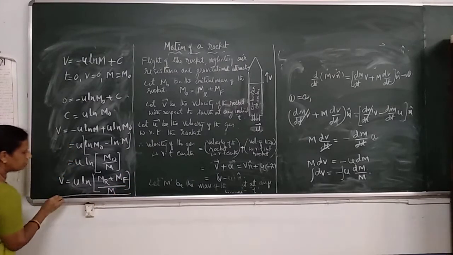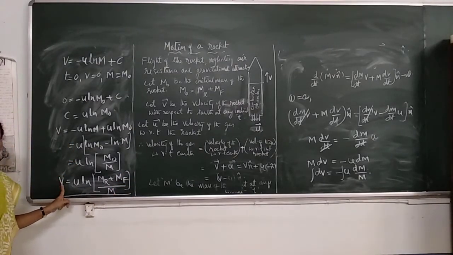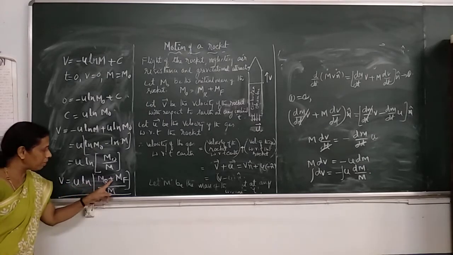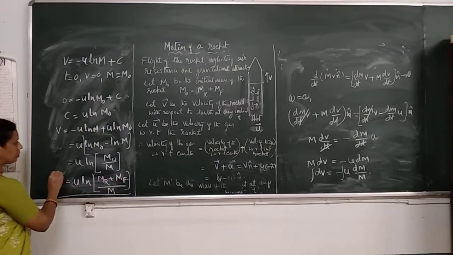Thus, the general expression for the velocity of the rocket at any instant t is given by v equals u ln ((mr plus mf) by m). This is the expression.